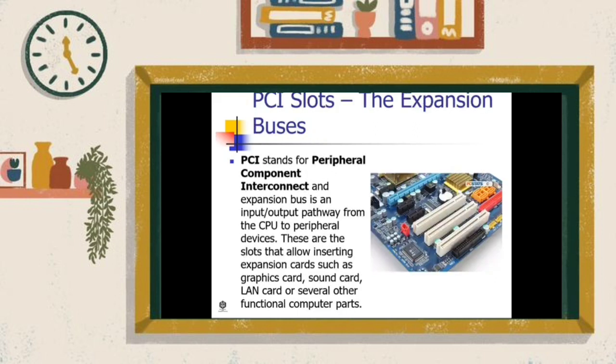PCI slots or the expansion buses. PCI stands for Peripheral Component Interconnect, and an expansion bus is an input or output pathway from the CPU to peripheral devices. These are the slots that allow inserting expansion cards such as graphics card, sound card, LAN card, or several other functional computer parts. PCI is the most common expansion bus in a PC and other hardware platforms.